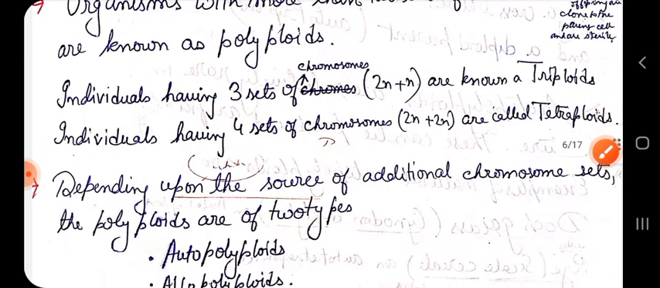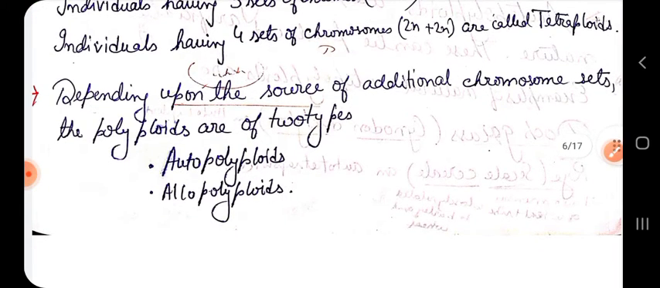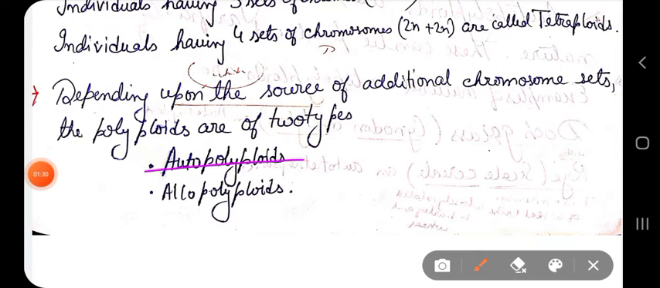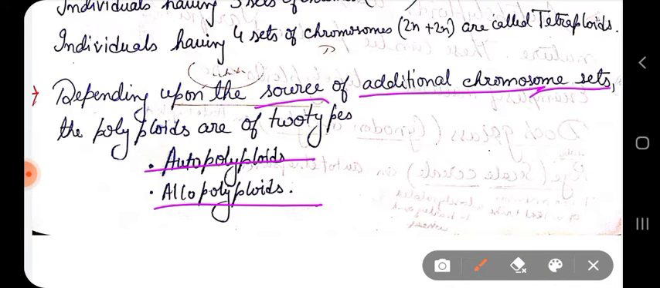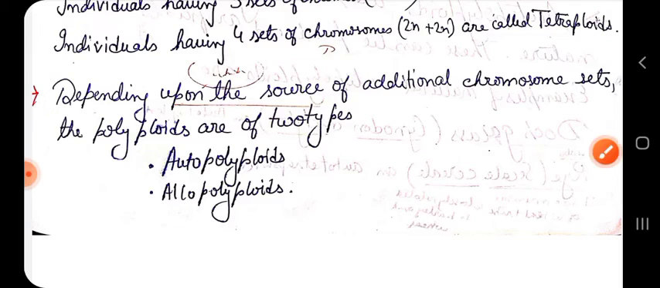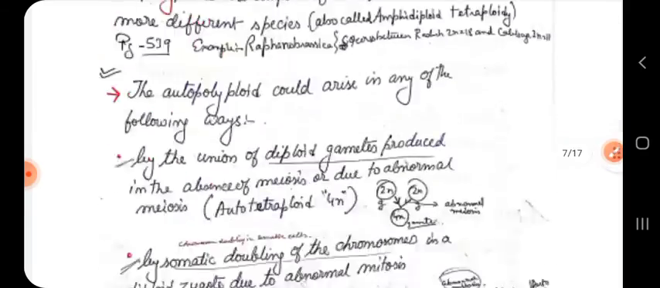Now, depending upon the source of the additional chromosome sets, where these additional chromosome sets come from, polyploids are of two types. One is called autopolyploids and another one is called allopolyploids. So depending on the source of the additional chromosome sets, polyploids are of two types: autopolyploids and allopolyploids. Let us see in detail.